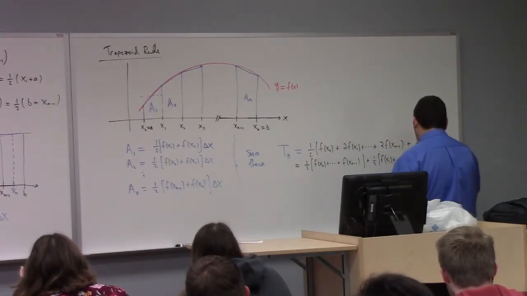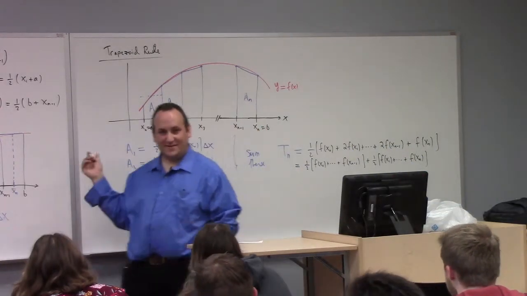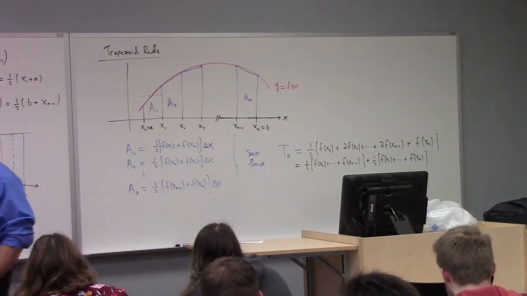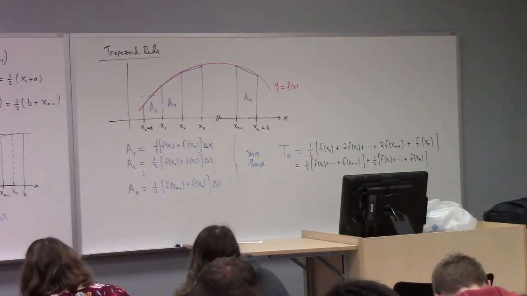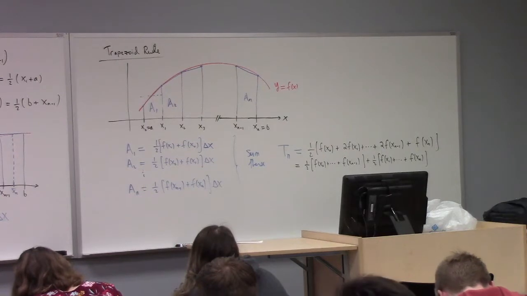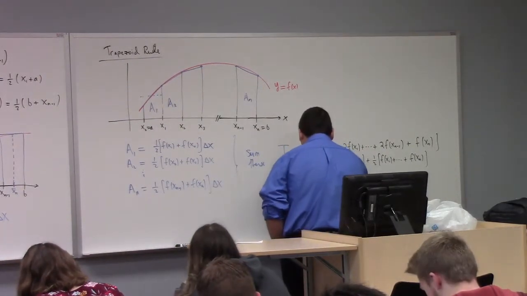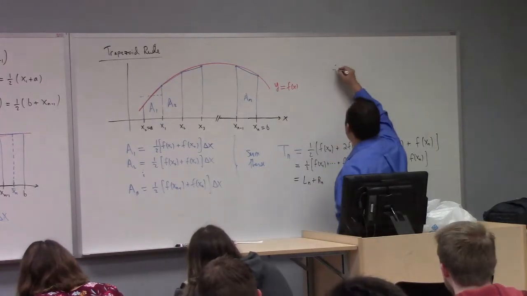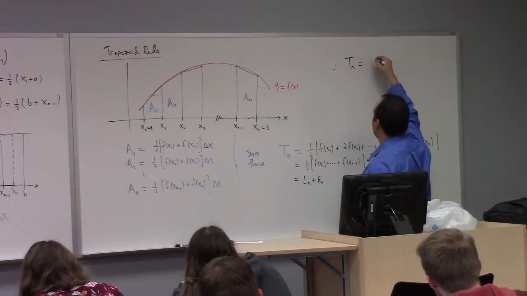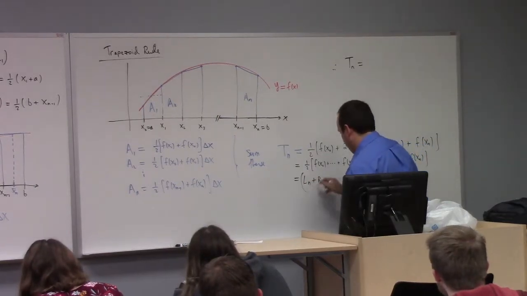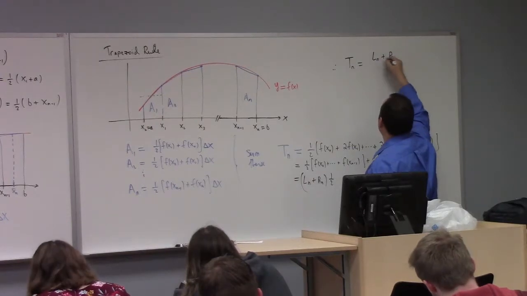So I'll just pull off the x-naught and one of the copies of the middle terms to create the L_n, and pull off the x_n and the other copy of the middle terms to create the R_n. That's L_n plus R_n. Yeah? So the trapezoid rule is also equal to the left endpoint rule plus the right endpoint rule, divided by 2.